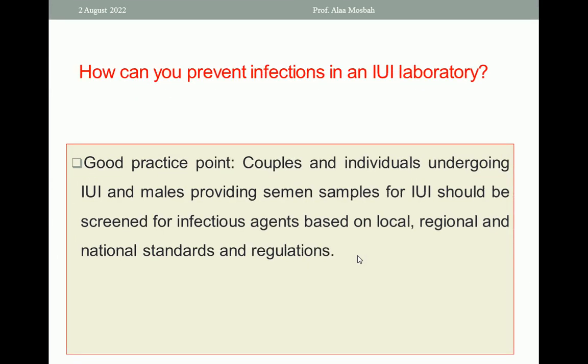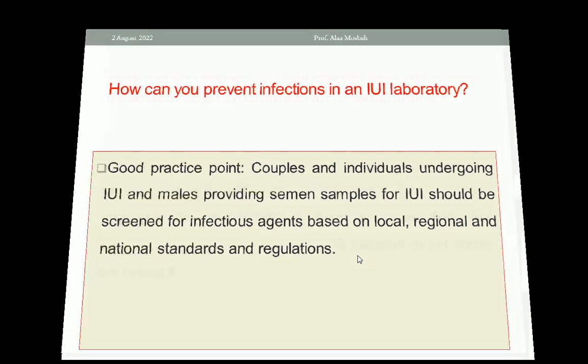How can you prevent infections in an IUI laboratory? Good practice points. Couples and individuals undergoing IUI and the males providing semen sample for IUI should be screened for infectious agents based on local, regional, and the national standards and regulation. Of course, we will search for sexually transmitted disease, HIV, and so on.